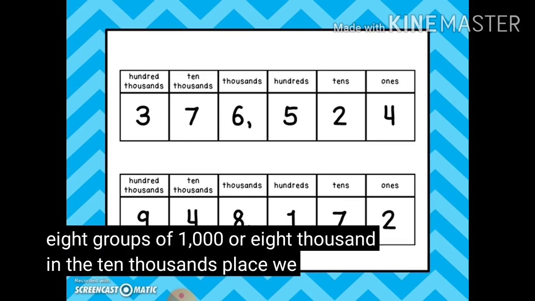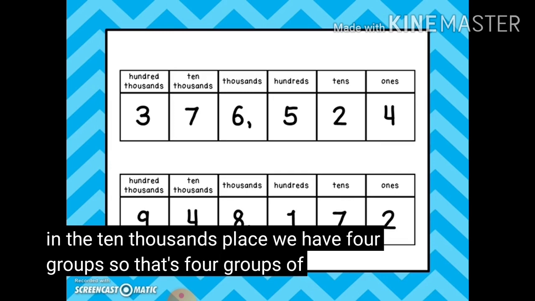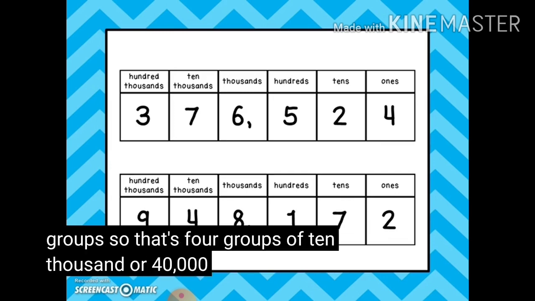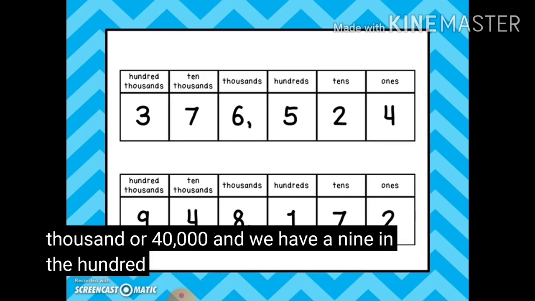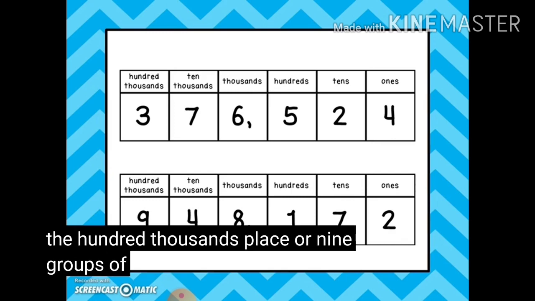In the 10,000s place, we have 4 groups. So that's 4 groups of 10,000, or 40,000. And we have a 9 in the 100,000s place, or 9 groups of 100,000.